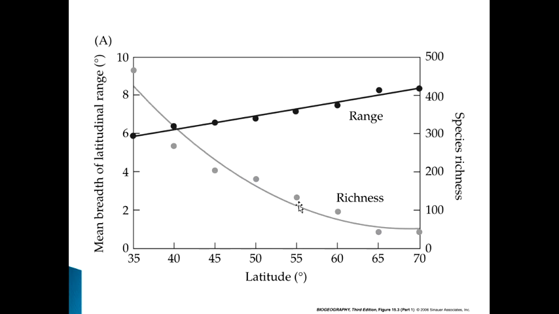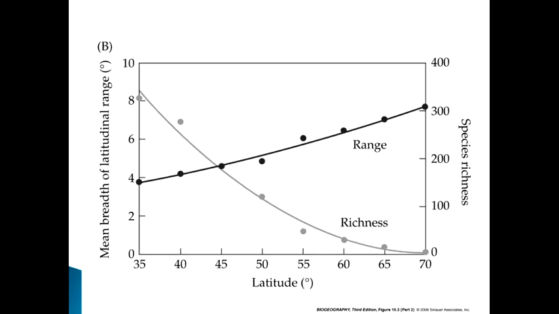So the light gray line is species richness. Notice it is declining as you go towards higher and higher latitudes. That's Humboldt's latitudinal diversity gradient. But the geographic range increases at the same time. So less and less species having bigger and bigger ranges, and you get this sort of scissoring type diagram.